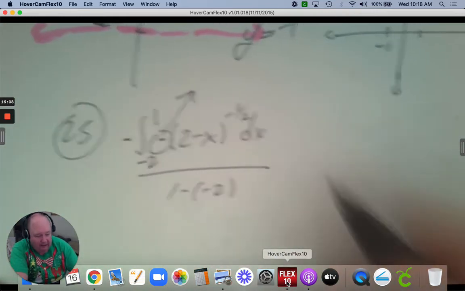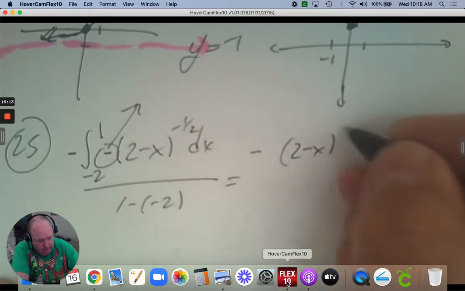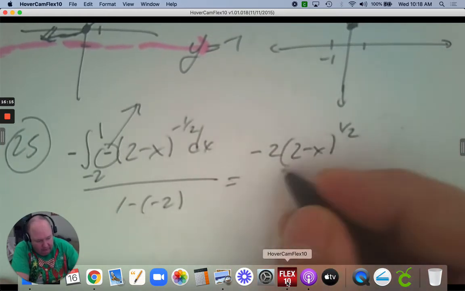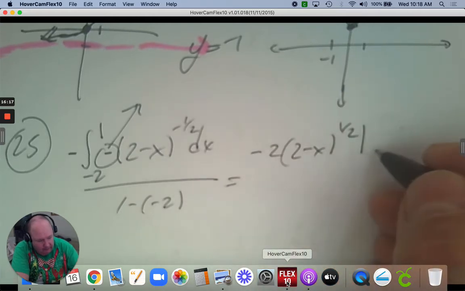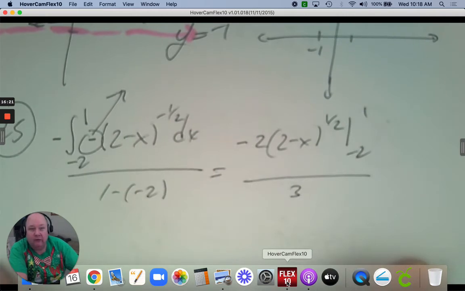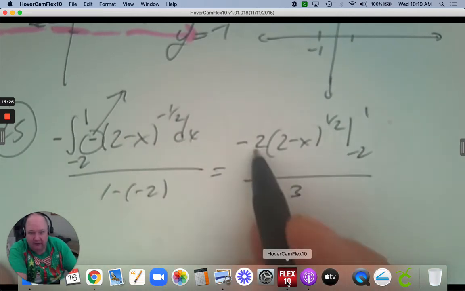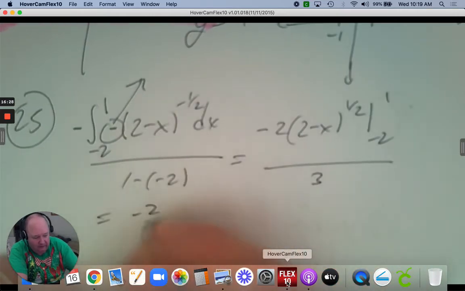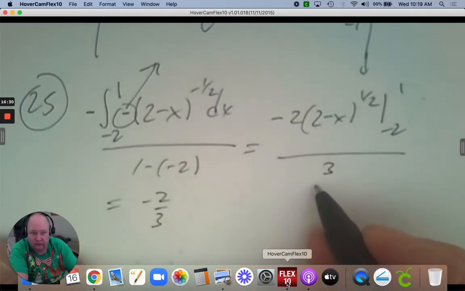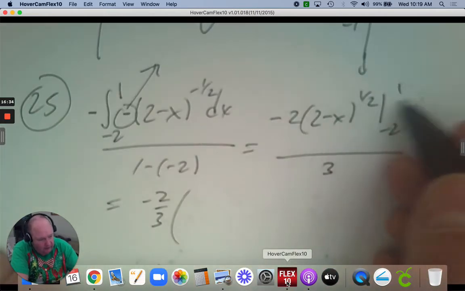And now all I have to do is add 1 to the exponent and then the reciprocal. And again, I'm substituting in from -2 to +1. 1 subtract -2 is 3. So we have a fraction in front. I'm just going to write that fraction as -2/3. And then I'm going to plug in. So first I'm going to plug in +1.